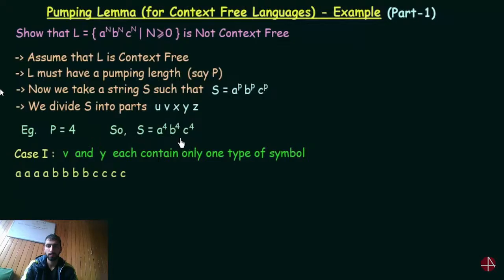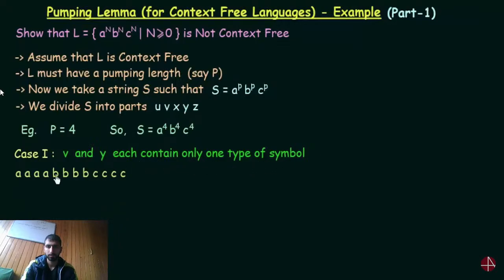This is the string that we have, and our next step is to divide the string S into parts u, v, x, y, and z. So let's see how we can divide it. There are 2 cases. Case number 1: v and y each contain only one type of symbol.